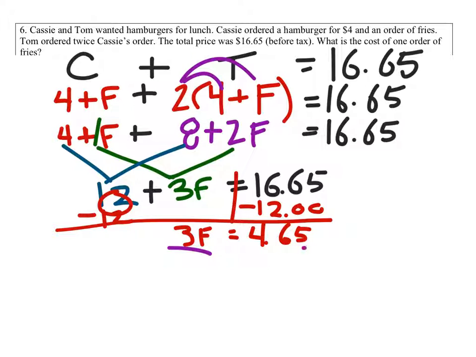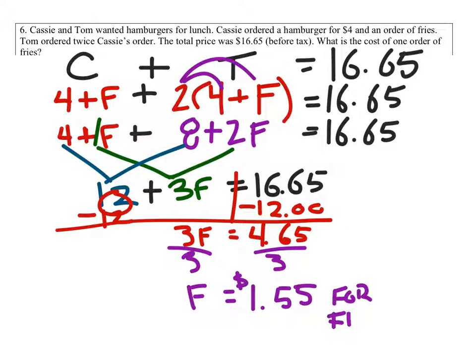Then we would divide both sides by 3, and we see that a fry equals $1.55. Bam.